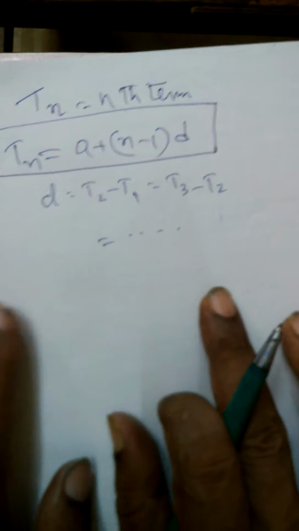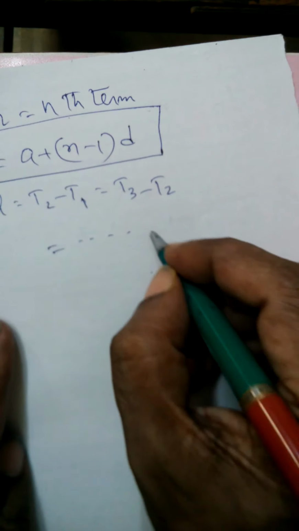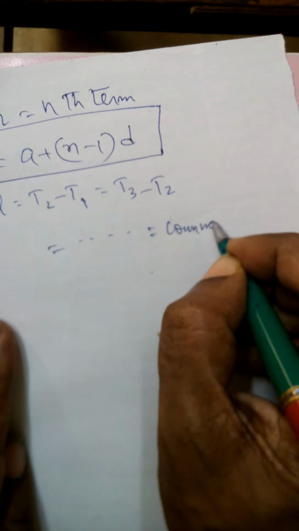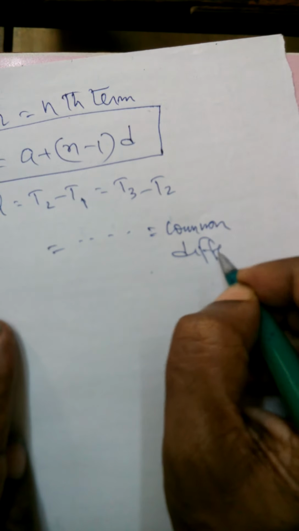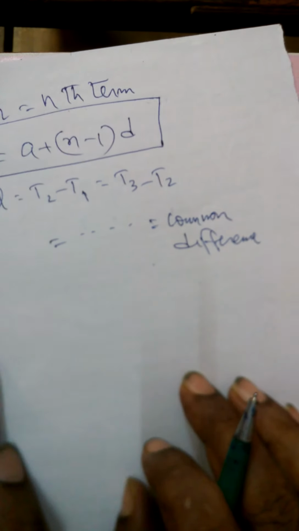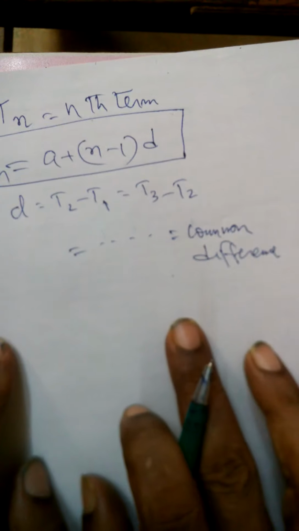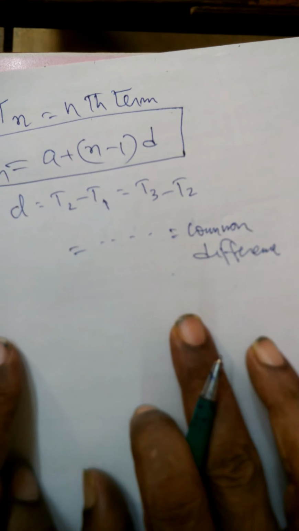This way we will get the successive difference. We call it common difference. The word common means same. So when the difference is same or common, then we can calculate this difference from the successive terms gap.